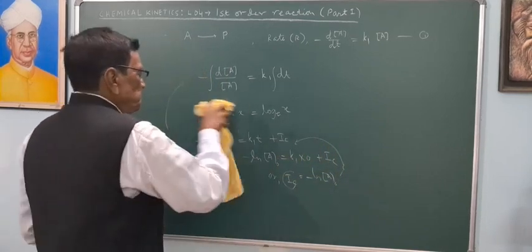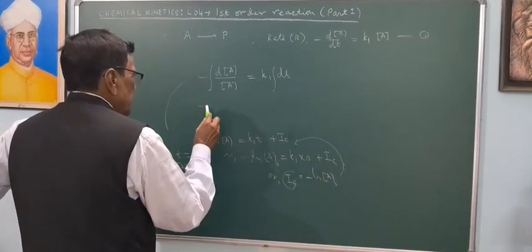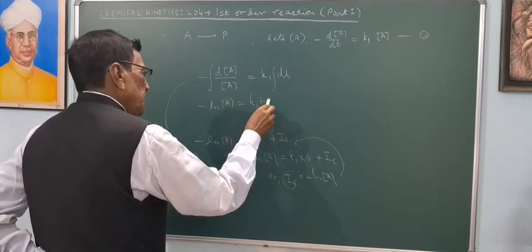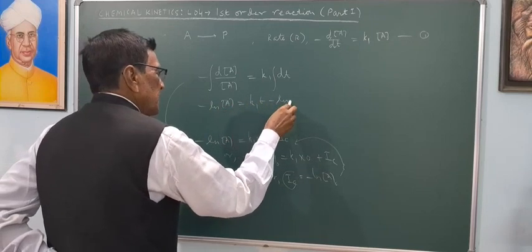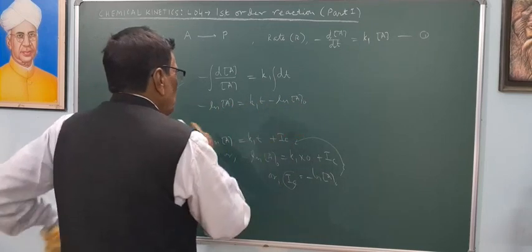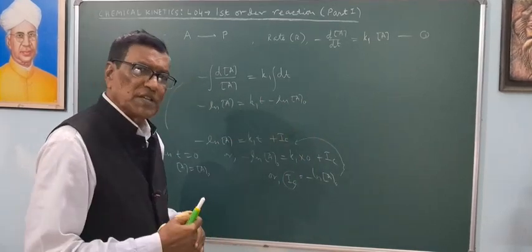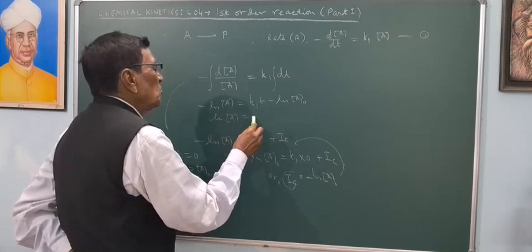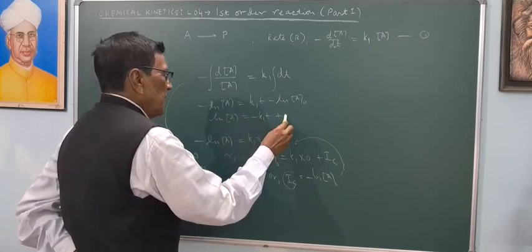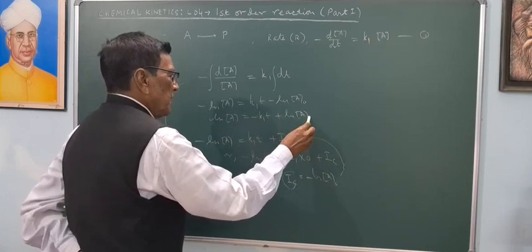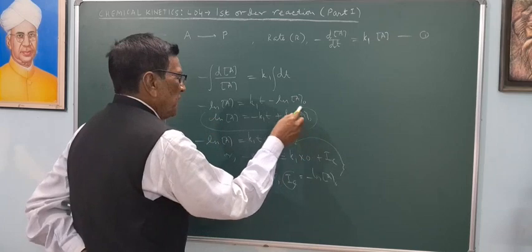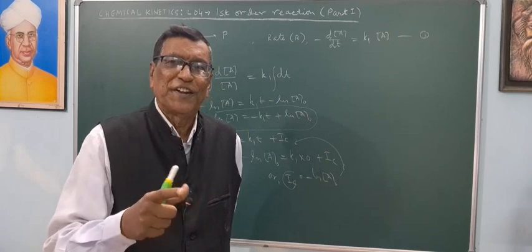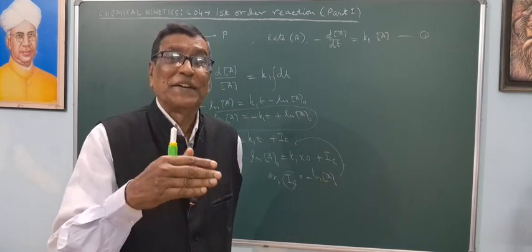we have minus ln concentration of A equal to K1 t minus ln A naught. If you remove the minus sign from both sides, then it will be ln concentration of A equal to minus K1 t plus ln concentration of A naught. This is another equation, the integrated form of the differential rate law, which is very important to find the value of the rate constant from experimental data.